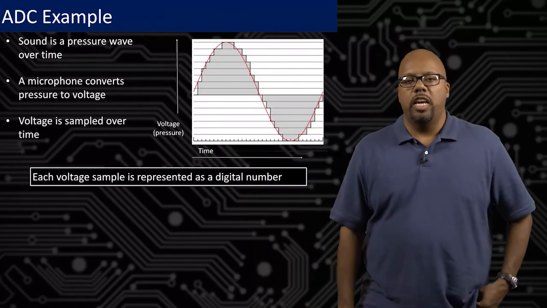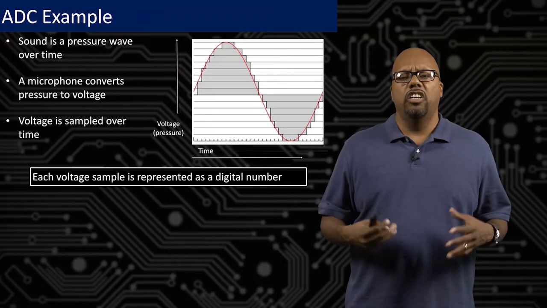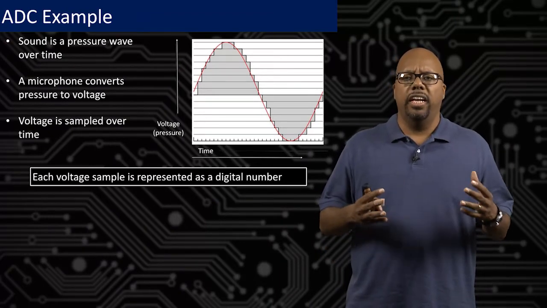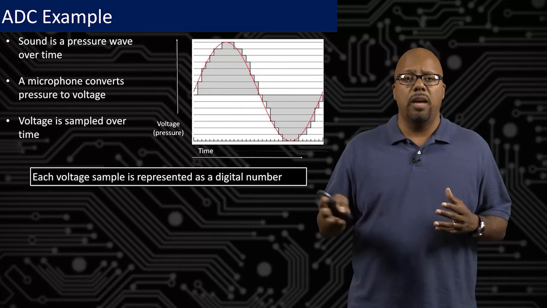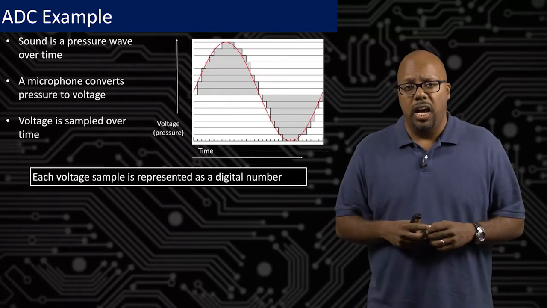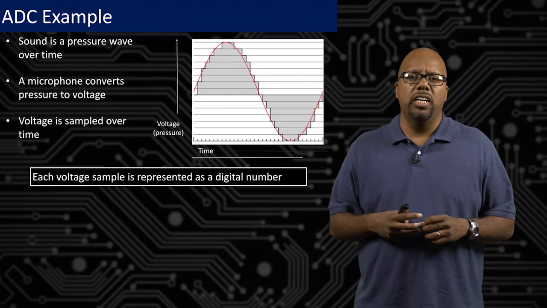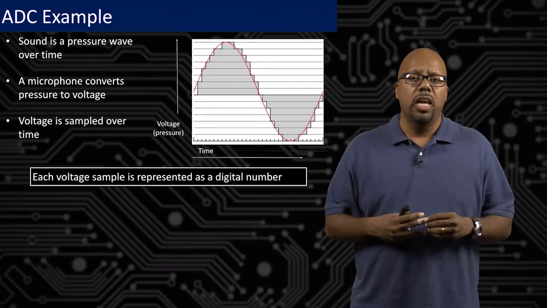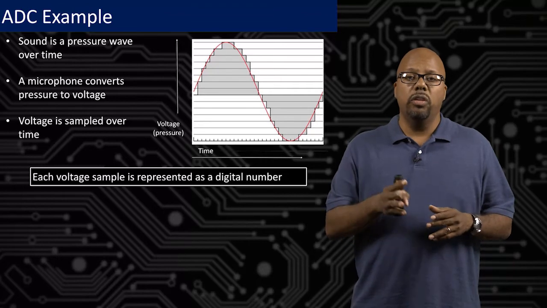So just to give you a little example of how you might perform analog to digital conversion. You take some analog signal, a waveform over time, and we see one right here. Let's say it's a sound wave. Sound is pressure through the air, and it changes over time. So you can measure sound waves.